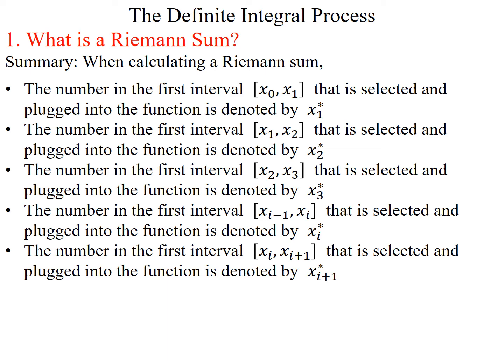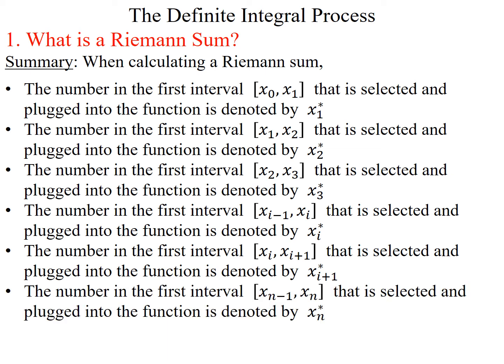Oh, I see I have a typo here. That's unfortunate. I'll fix it in the next slide. But anyway, in the interval xi to xi plus 1, the number that is selected is xi plus 1 star. If you go to the last one, xn minus 1 to xn, the number you're going to pick in that interval is xn star. The reason I have it wrong is, the number in the first interval, that's the first interval, but this is not the first. It's the second interval. This is the third. So sorry about that.